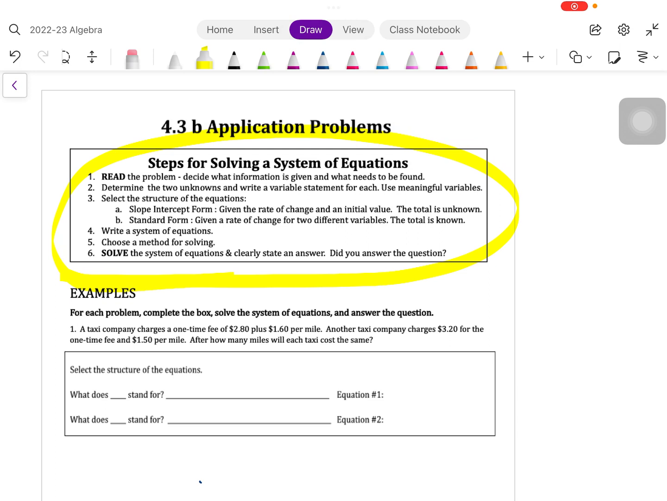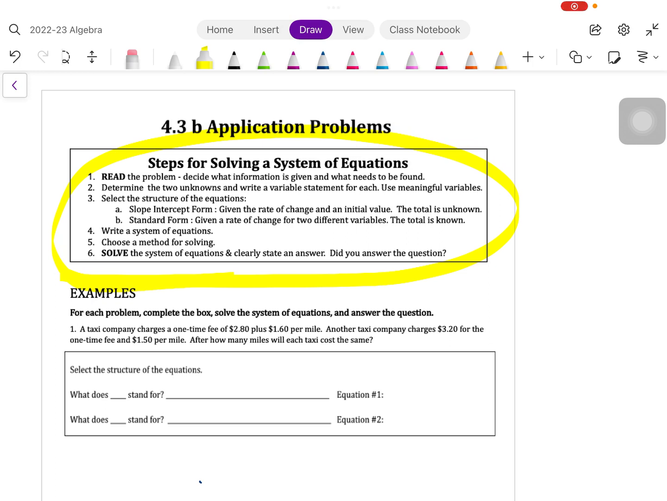Okay, step four, logically, is to write a system of equations. Step five is to think about how we're going to solve those. So remember, we've talked about all the different ways that we can solve a system of linear equations. So obviously, graphing does not usually lend itself to the situation. So typically, we're going to solve algebraically. So you're going to be choosing between substitution or elimination. So you want to be thinking about how we decided upon each of those methods. And then lastly, of course, solve the equation and clearly state your answer.